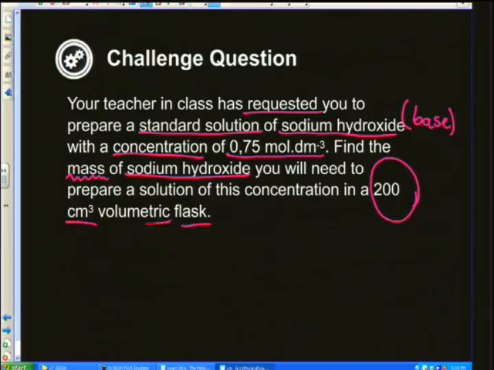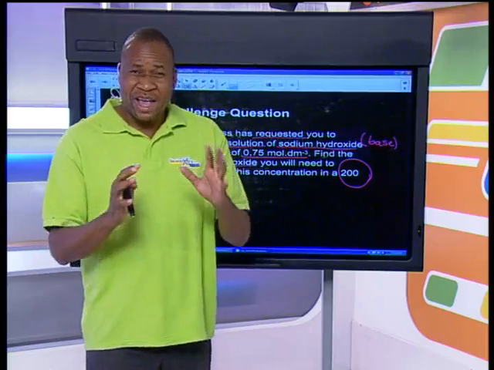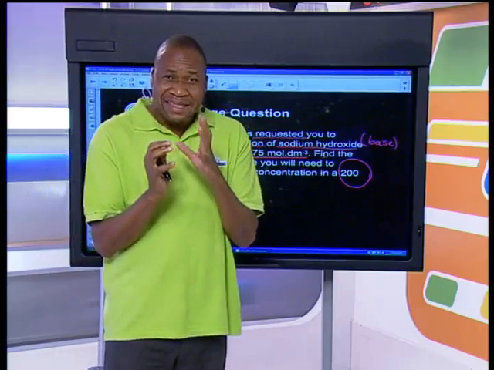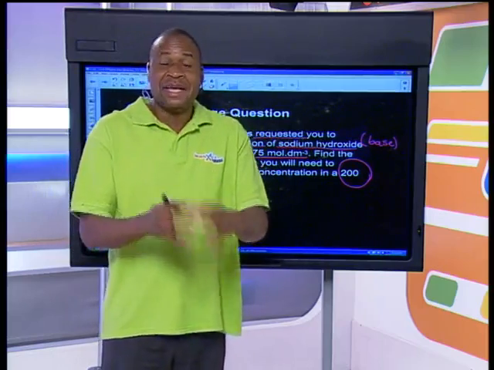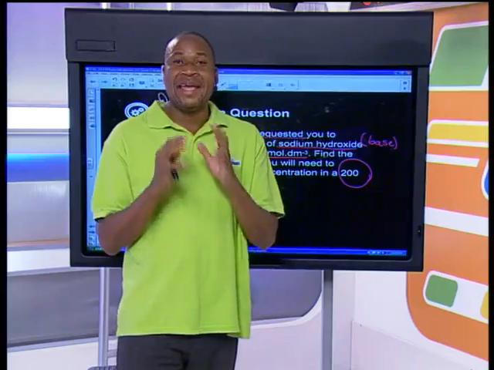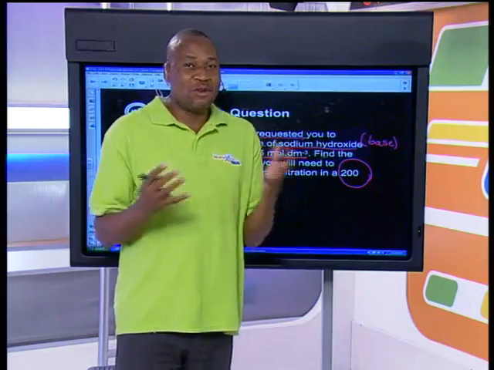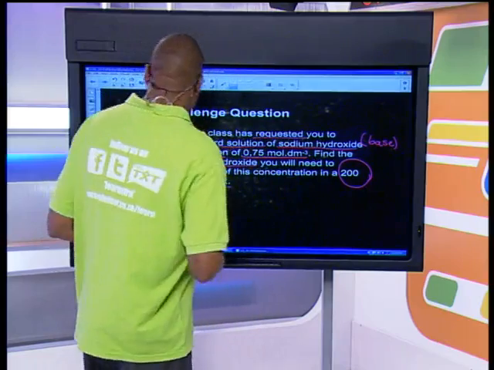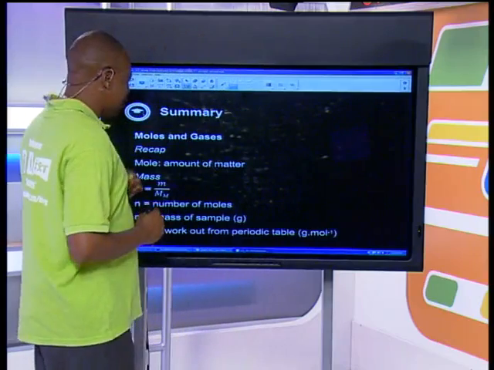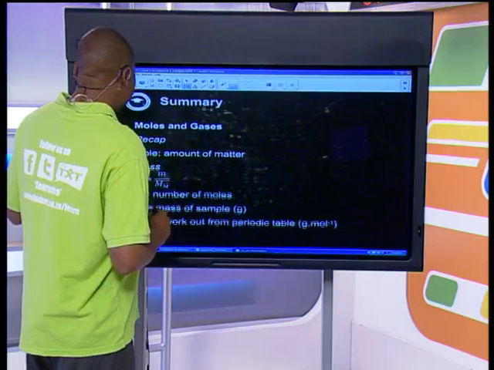That is the kind of volumetric flask that you're going to use to prepare that solution. Work out the exact mass of sodium hydroxide that you're going to measure in your lab and prepare that solution. And of course, you can use it as your standard solution for your titration processes. Okay, good. That's a good one. Good luck with it. Let's move on.